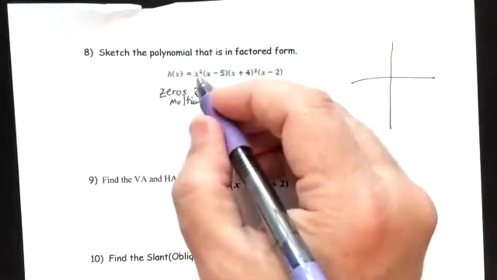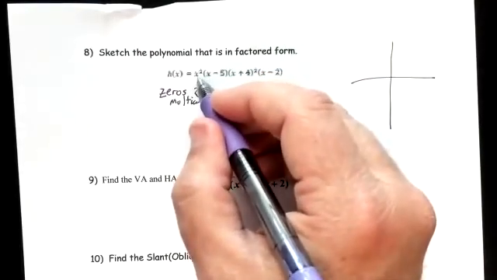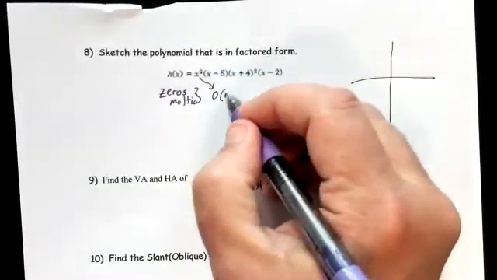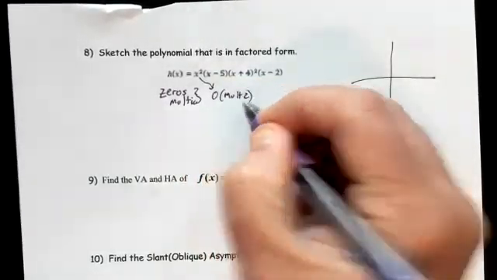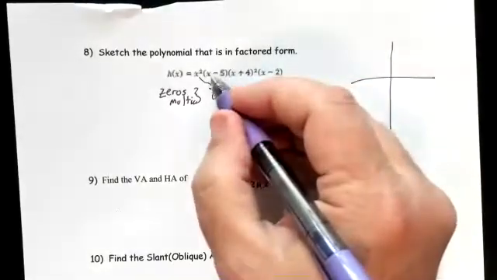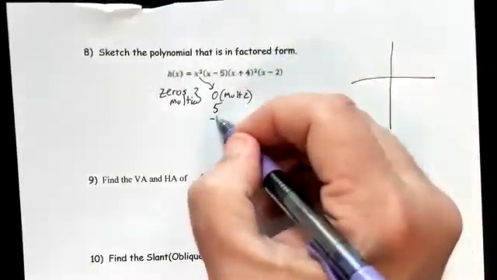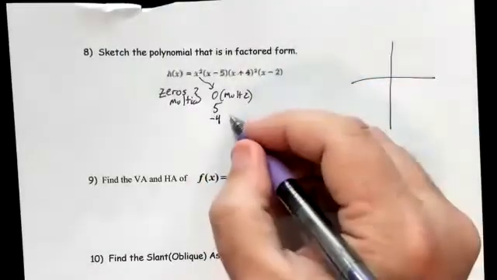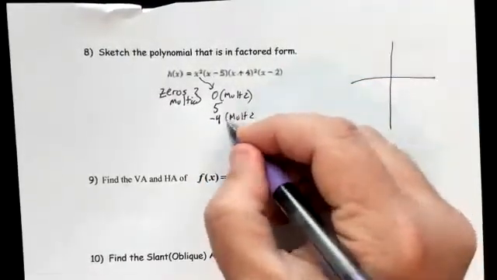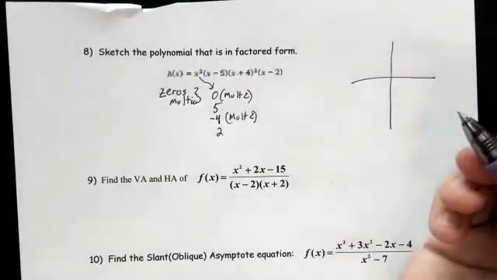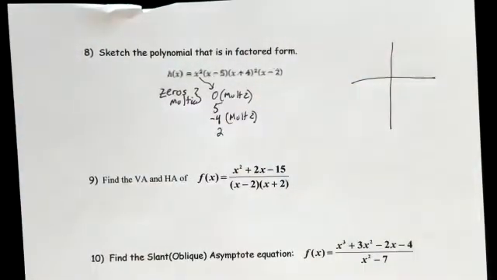So notice this x squared. Do not forget about the x squared. This one would give me a 0 with a multiplicity of 2. This one gives me a 5, which is a single root. -4, which is also a multiplicity of 2. And then 2, which is a single.